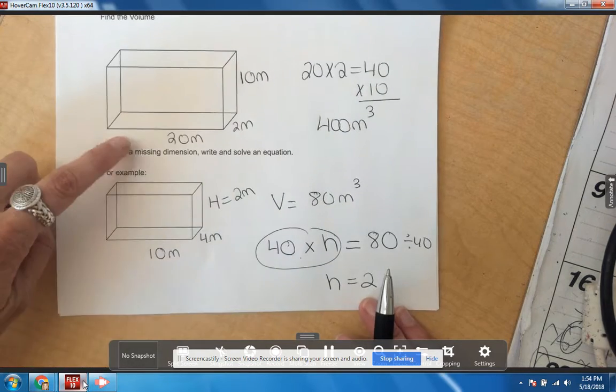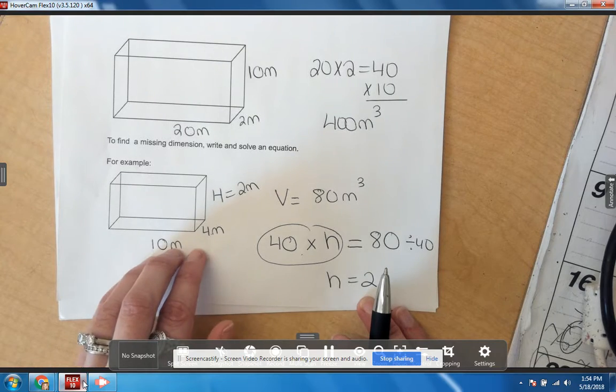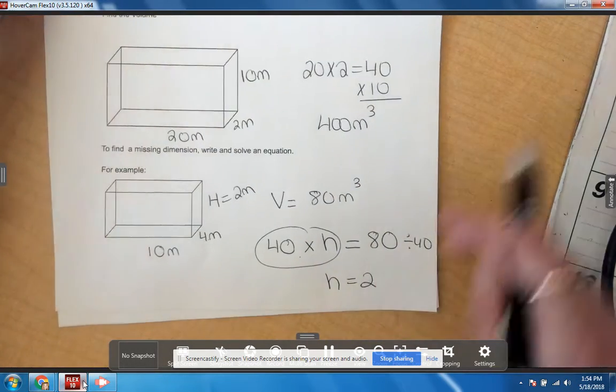So if you're trying to find the missing dimension, you multiply the two numbers that you do have, and whatever answer you get, you divide the volume by it. And that gives you your missing measurement.